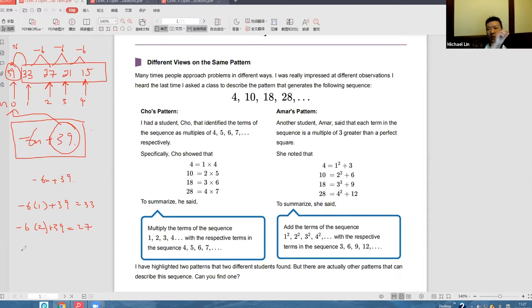So this way, we don't have to list out the entire pattern. If the teacher asks you, what is the 100th term in the sequence? I don't want to list all 100 terms, right? It's really long. So all you have to do now is -6 times 100 plus 39. So that's -600 plus 39. So our final answer is -561, right? So we know that the 100th term in this sequence is -561 without needing to label all of it.